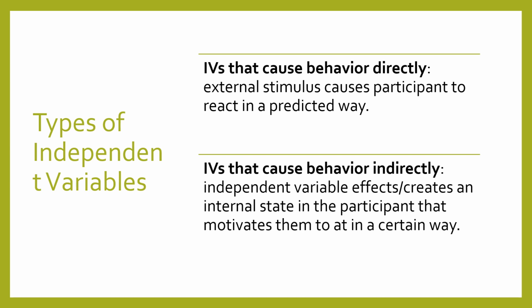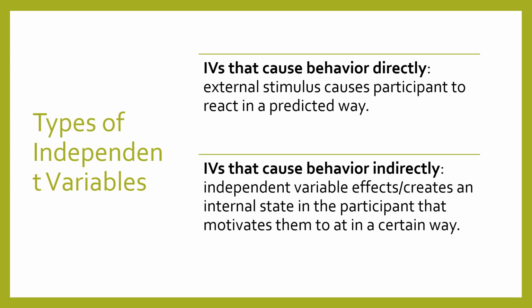Other times, however, we look at independent variables that cause behavior in a more indirect manner. So these are where the independent variable affects or creates an internal state in the participant that motivates them to act in a certain way. So, for example, studies where people may first be given a questionnaire, and maybe the questionnaire itself is supposed to influence the way they're thinking.